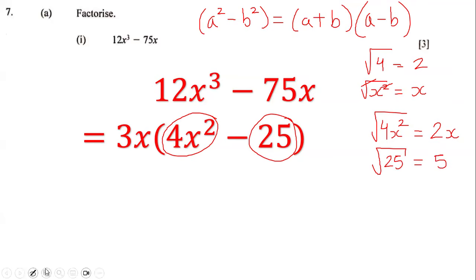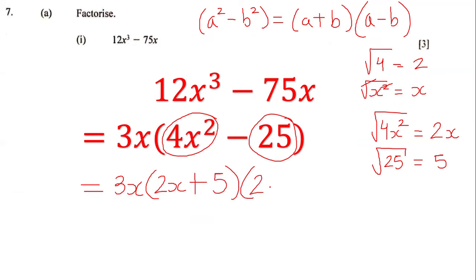And so remember, what does the difference of 2 squares formula say? It says take the square root of a squared, take the square root of b squared, and then add them and subtract them. And so that's what we're going to do. So we're going to say that this is equal to 3x, open bracket, 2x plus 5, close bracket, and 2x minus 5.